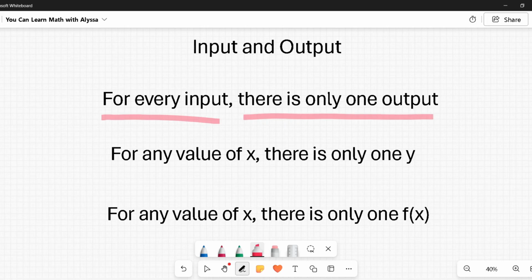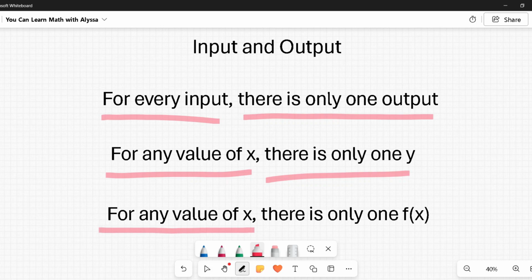If we're thinking in graphing terms, it's for any value of x that's in the function, there is one and only one y value for that x. If you're looking at an equation or a table that uses f of x, it means for any value of x, there is only one f of x.